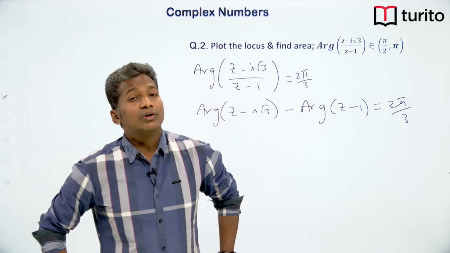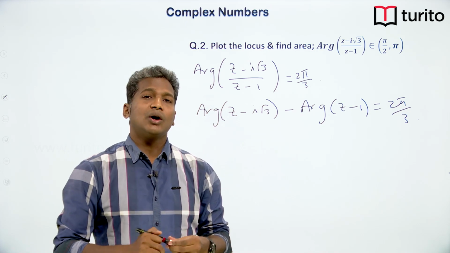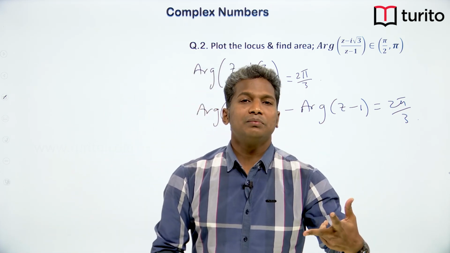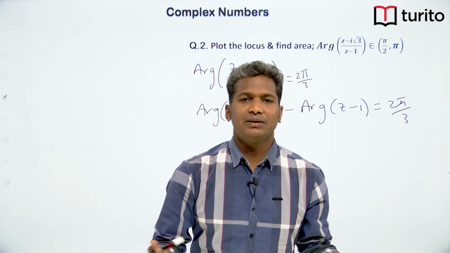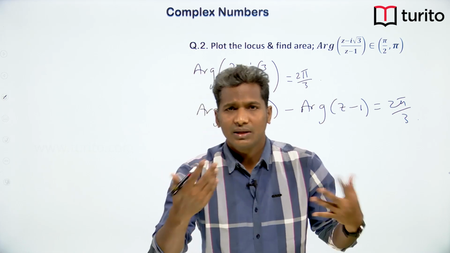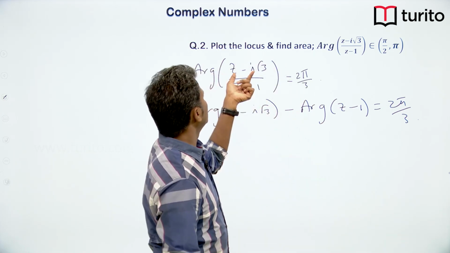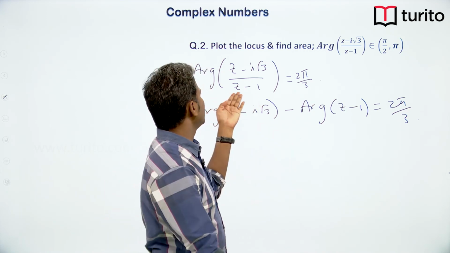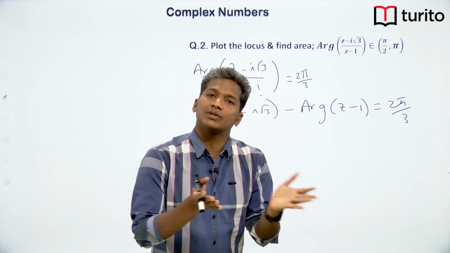But there is also a different way of understanding the argument of a ratio of two vectors. In complex numbers, every complex number is a vector. So, if I add or subtract two complex numbers, then also it means it is a vector. So, here z minus i root 3 is a vector, and z minus 1, which is in the denominator, is also a vector.